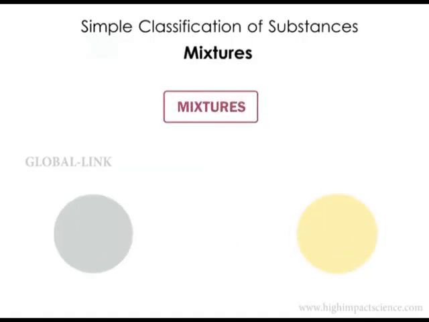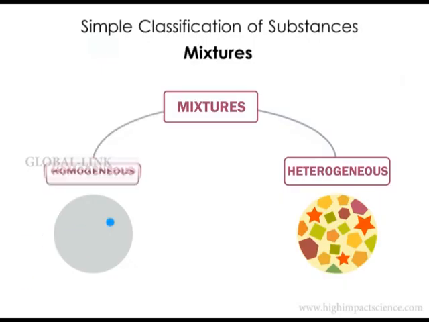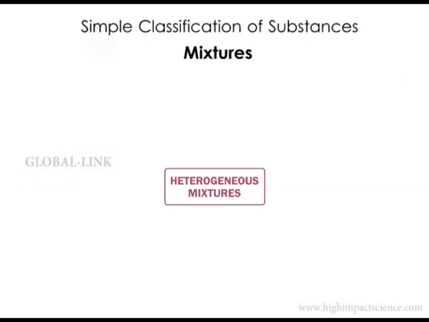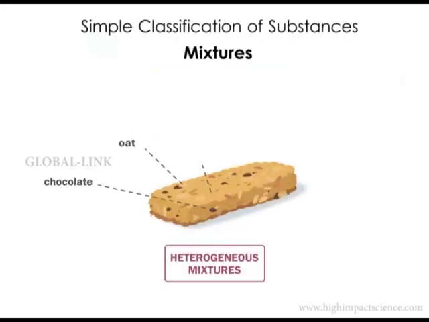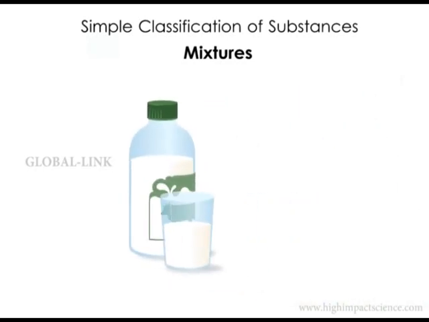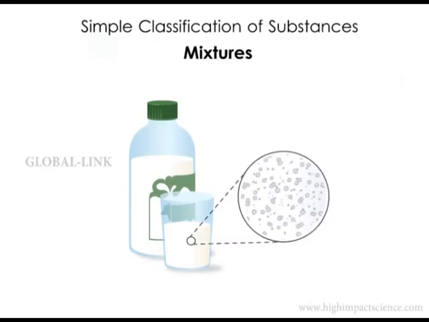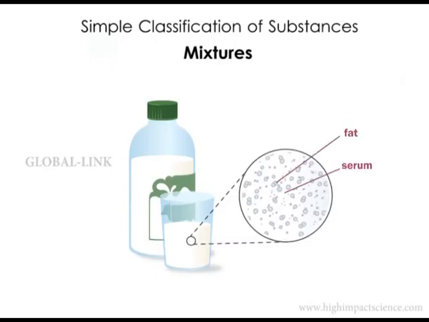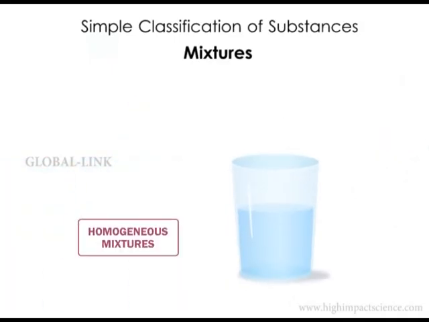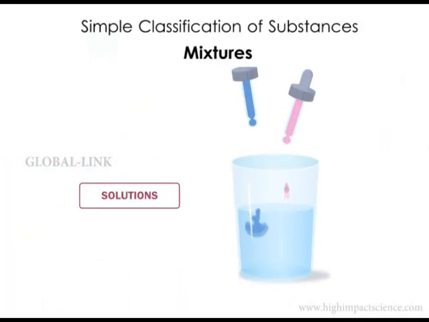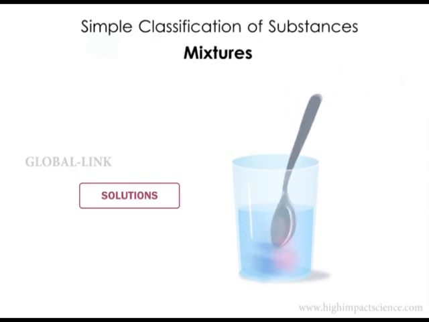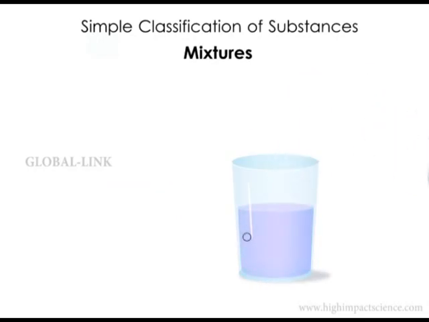Depending on their appearances, mixtures can be heterogeneous or homogeneous. The components of some heterogeneous mixtures can be distinguished with the naked eye and are not evenly distributed. The components of some heterogeneous mixtures can only be distinguished using a microscope. This is the case with colloids. The components of a homogeneous mixture or solution are evenly distributed, and so they cannot be distinguished, not even with the microscope.